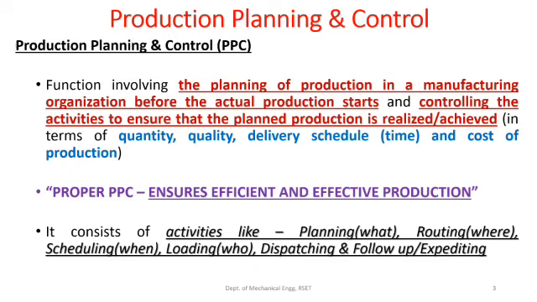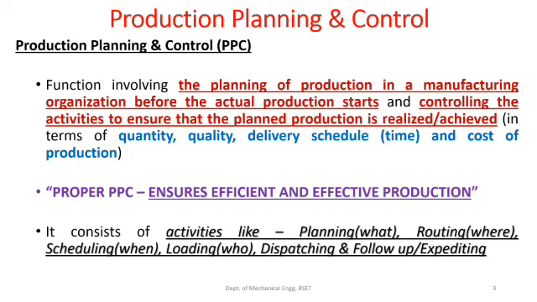Now, in short, production planning and control, or the function PPC, is a function in any manufacturing organization that involves the planning of production before the actual production starts, and controlling the activities to ensure that the planned production is achieved or realized. So it's a function that involves planning of production before the actual production and controlling the activities that are established as per the plan to ensure that the planned production is achieved.